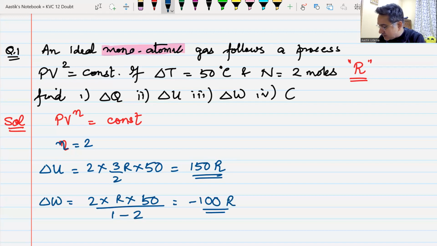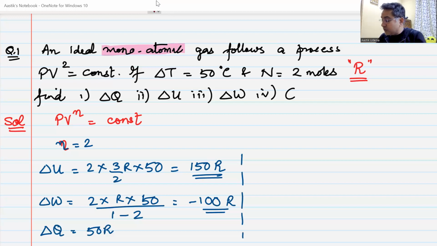Do we understand this, or has this gone above your head? Understood, sir. Once you get the value of this, it is this plus this, so you will get 50 R. Yes or no?